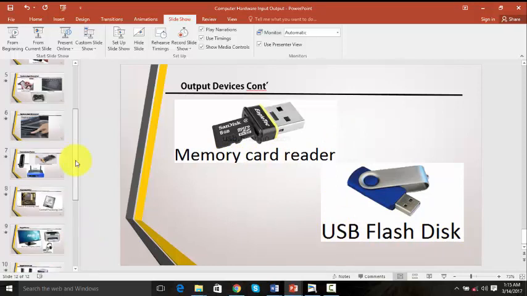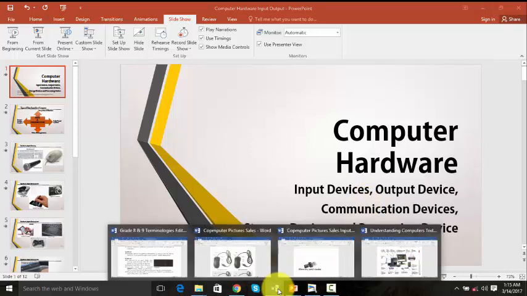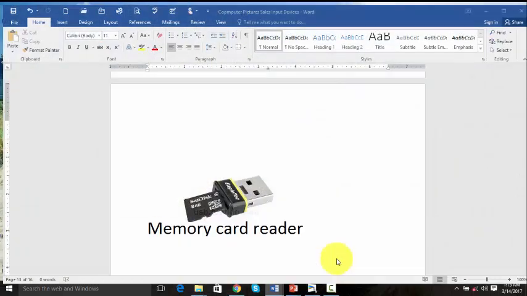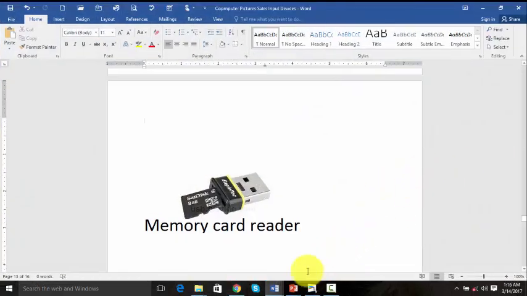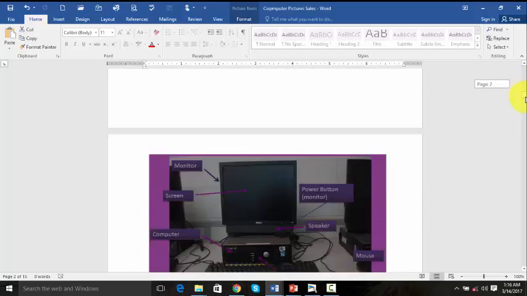Now, if we talk about hardware, computer hardware is categorized in two. That is, there is internal hardware and external hardware. When we look at the internal hardware, we are looking at the components of the computer, those which are found inside the system unit.